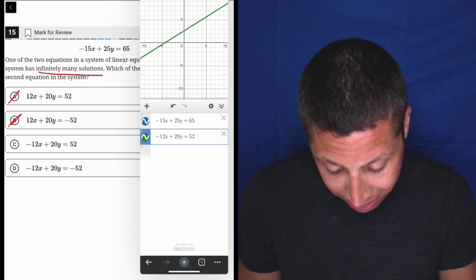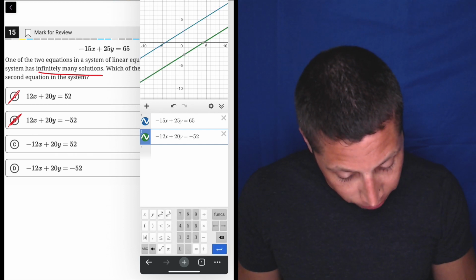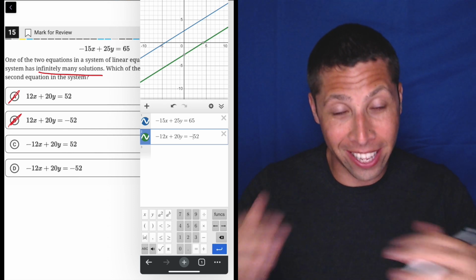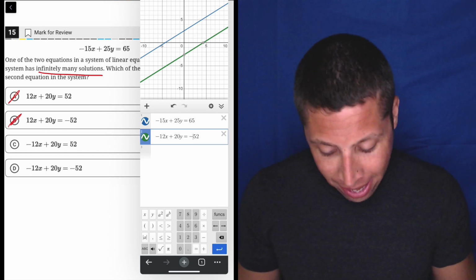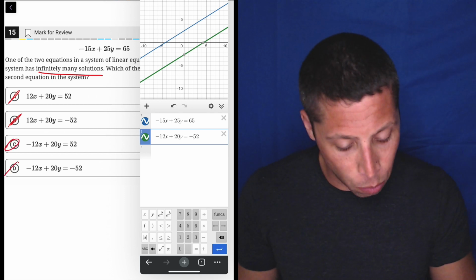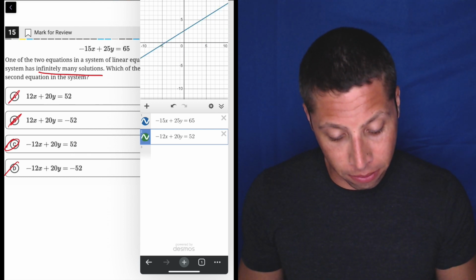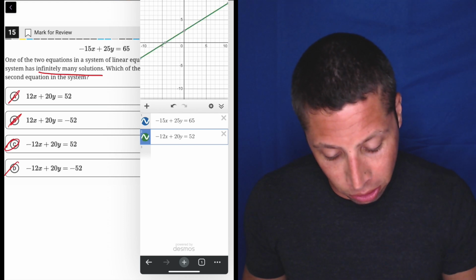Let's just try choice D to make sure. That's the same thing, negative 12x, but now it's minus 52. And sure enough, it's in a completely different place. So even if you have trouble seeing that the two lines are overlapping, hopefully you can see when they're not overlapping. And that would leave us with choice C, which is the answer. So again, that's what it looks like. On, off, you can see it's just overlapping. That's infinitely many solutions, so the same line.